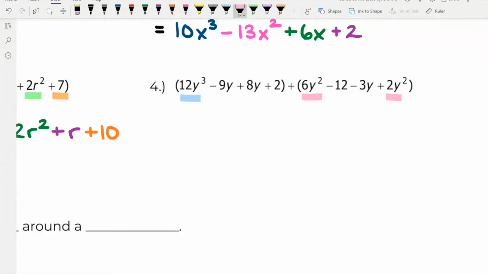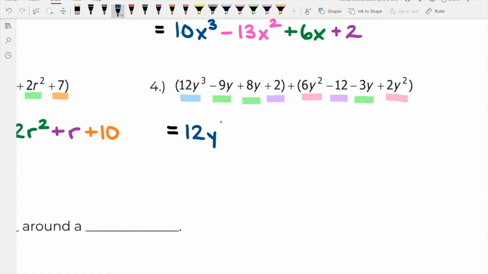I have 2y squareds over here, or y to the power 2. I have a negative 9y, a plus 8y, and a minus 3y. And then I have a positive 2 and a minus 12. So once again, write them in descending order.